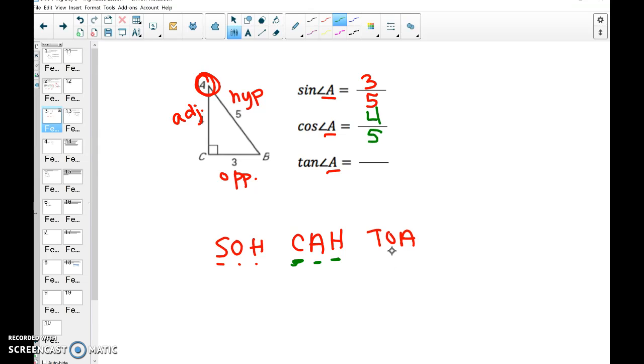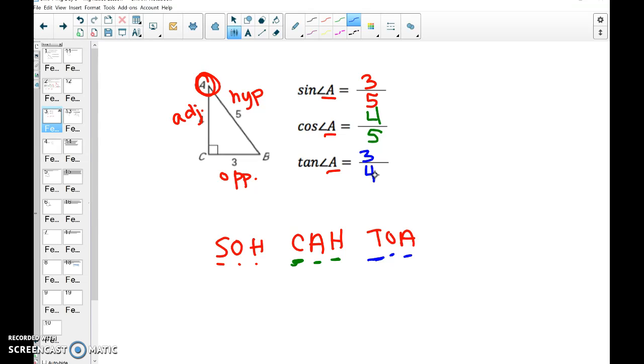And then we have tangent. Let's do that in a different color. T is for tangent, O is for opposite, A for adjacent. So pick the sides that match. Opposite side is 3, adjacent side is 4, so 3 over 4 is the fraction for that one. All right, hopefully pretty easy so far.